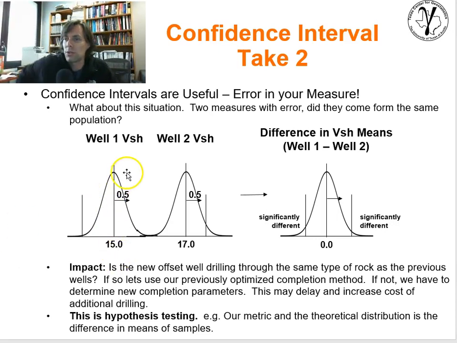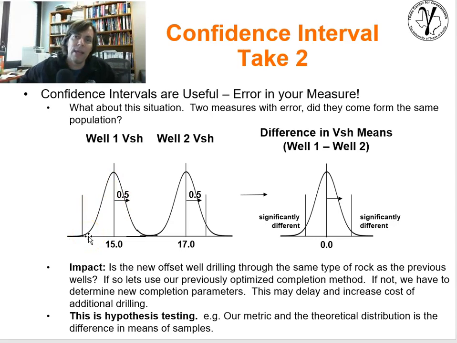Take a case where we drill two wells, well 1, well 2. We estimate V shale, average V shale along the well. We get 15% and 17%. For each one of them we could calculate a confidence interval. We know the sampling distribution. Perhaps we have enough samples. It should be Student-t, but it could also be Gaussian if we have enough samples. We know the spread of the distribution directly from the standard error. And so we have the entire distribution.